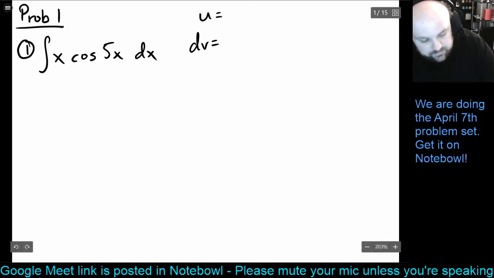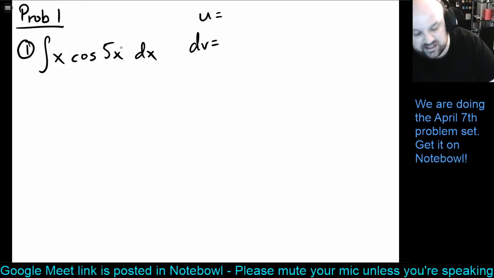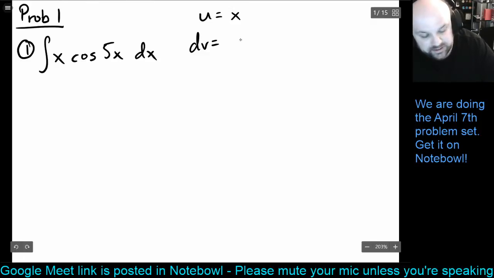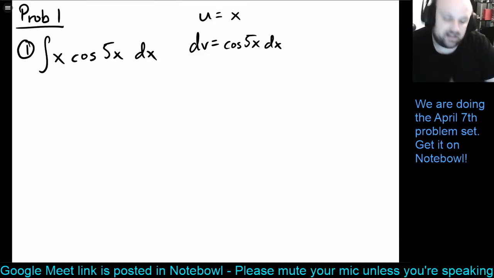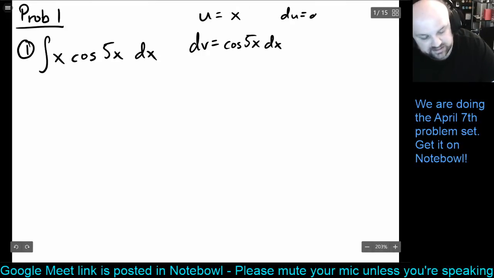So u and dv. In this case, we have an algebraic part, which is the x, and a trig part, which is the cosine 5x. So u is x, dv is cosine 5x dx. Then we just need to find du and v. The du is dx, just differentiate both sides. And v is going to be 1/5 sine of 5x.